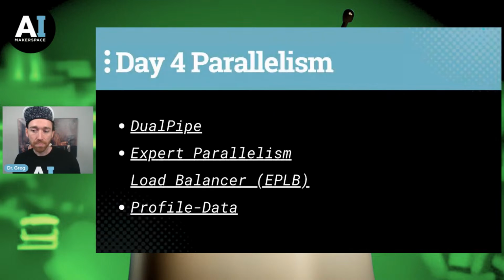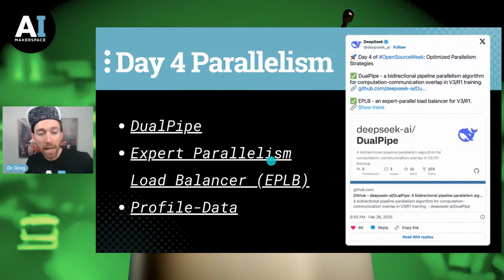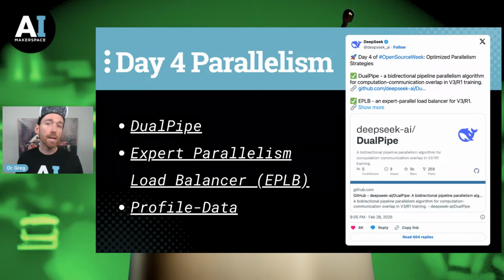Very cool. Day 4, they dropped a bunch of stuff. They dropped DualPipe, they dropped the expert parallelism load balancer, and they dropped profile data. We've talked about 2 of these already. DualPipe is simply a bidirectional pipeline parallelism algorithm for computation communication overlap. So they're showing you all of the cards on this EP thing. It has a lot of different pieces that have to be laid out so that it can work very well.